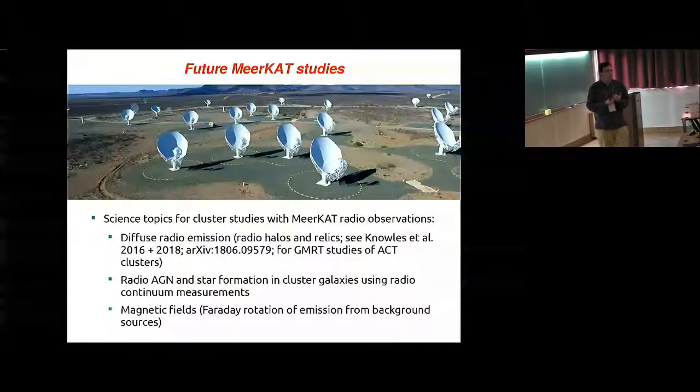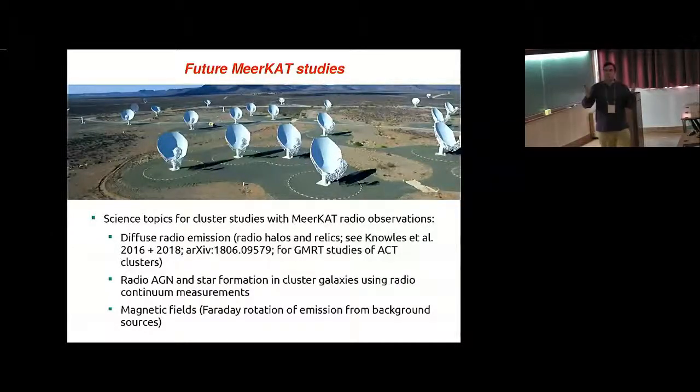There's a guaranteed time project called MeerKAT MARS, which is a quasar absorption line survey. But because MeerKAT has this huge field of view, a degree or so, you can detect a lot of clusters serendipitously in those observations. And we're also going to do our own targeted observations.